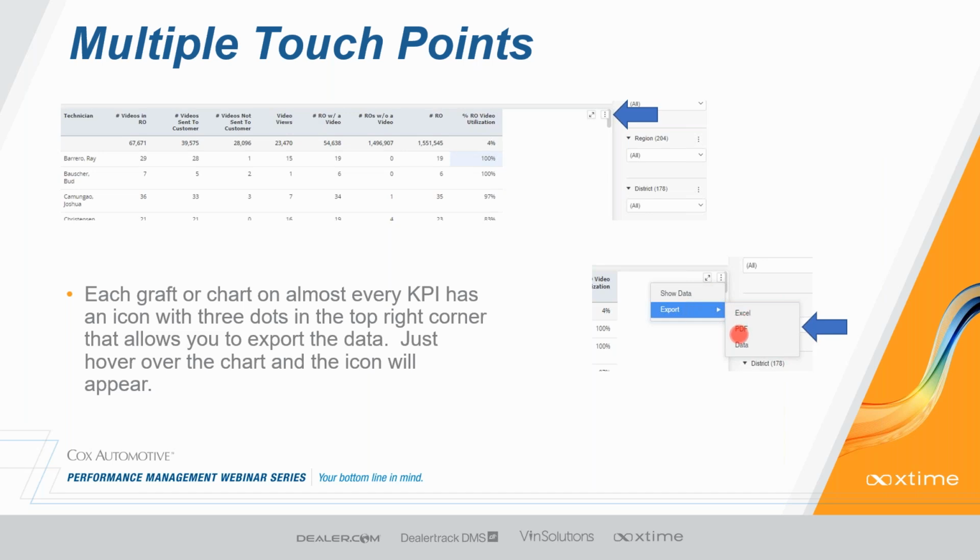You can do it either by Excel or PDF. This is true for a lot of our different touch points in the other reports, even the summary tabs where these exist. You may not see these unless you hover over the section, and then it'll appear. Just click on the dots and you can export it in a quick, efficient way.